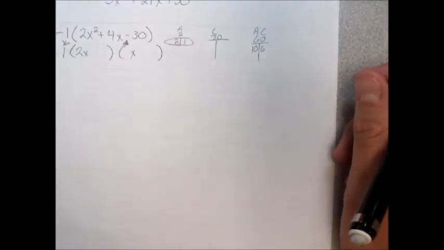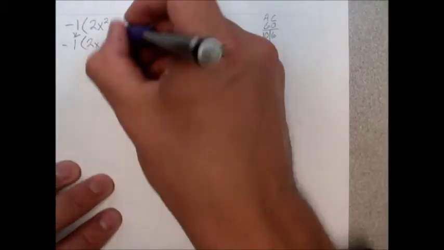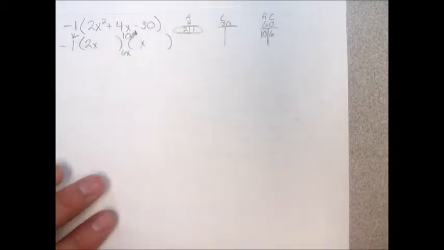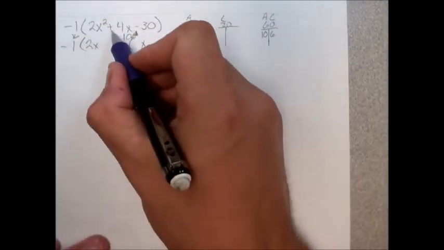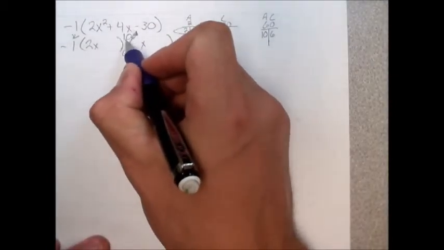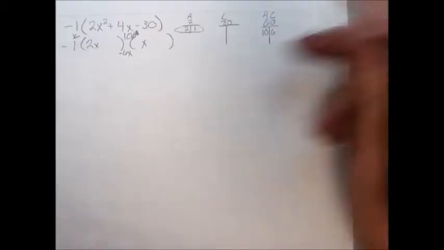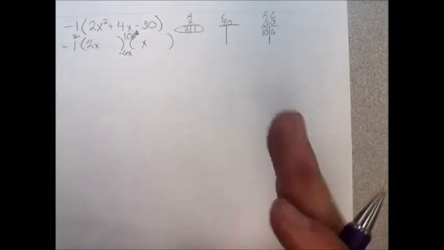So I'm going to write 10x and I'm going to write 6x right here. Because my middle is positive, my bigger one has to be positive, so my smaller one then would be negative. So now I'm just looking at these going, how am I going to get this done?